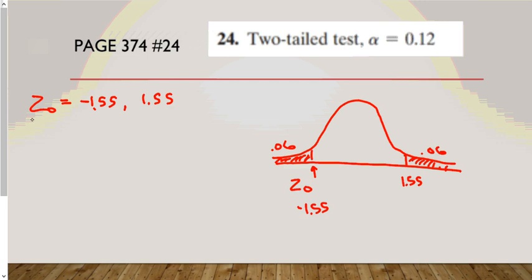And then our rejection region is going to be if z is less than negative 1.55 or if z is greater than positive 1.55. If you get a value up here to the right of it, then that would also be a rejection region.